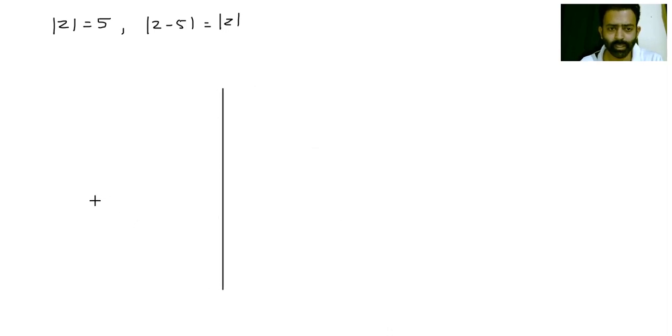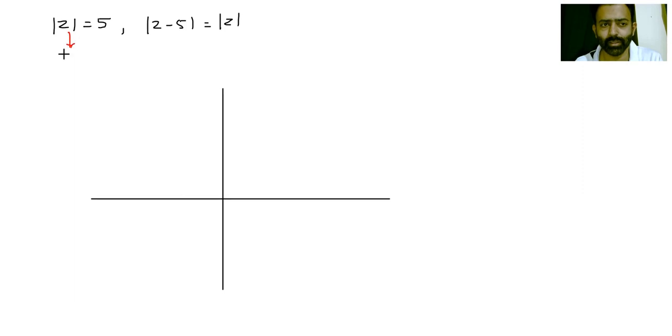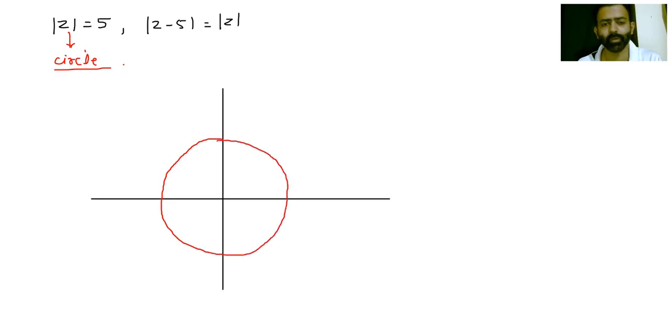This is your imaginary axis, this is your real axis, and let us sketch mod z equal to 5. It represents a circle with radius 5. So let us sketch a circle with radius 5, something like that, okay? This point is minus 5, this point is plus 5.